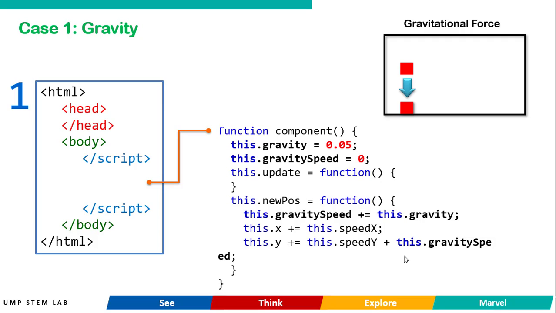Let's have a look at the first part, gravity. To add this functionality to our component constructor, first add a gravity property, which sets the current gravity. Here, I set this as 0.05. Then add in the gravitySpeed property, which increases every time we update the frame, as stated here.